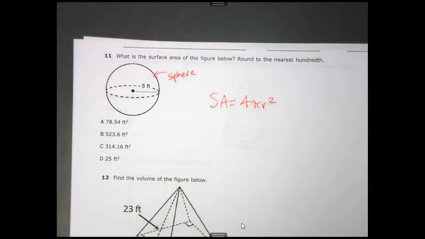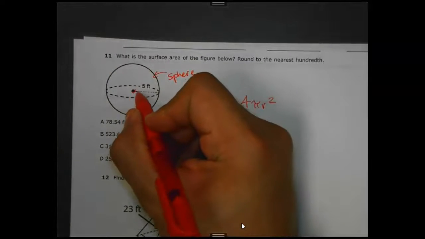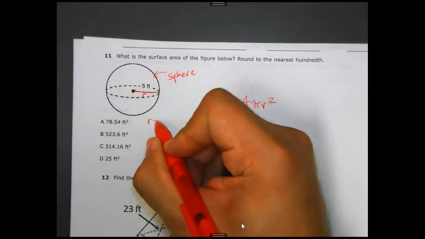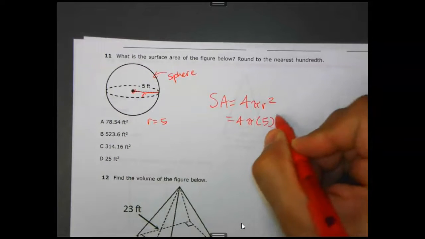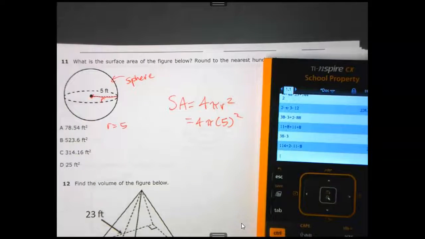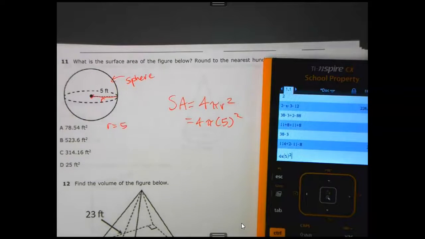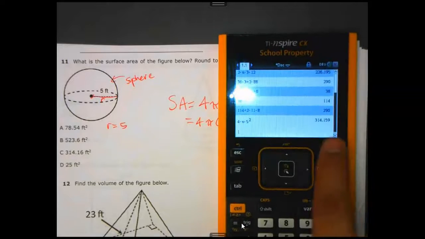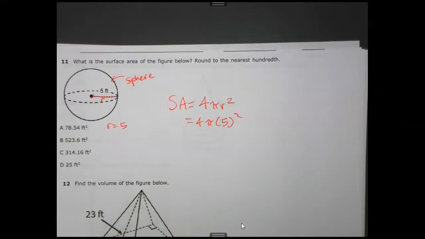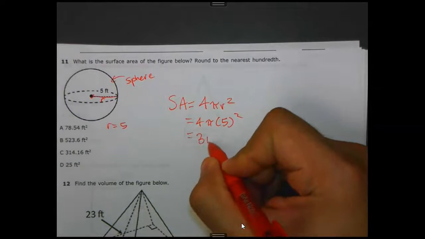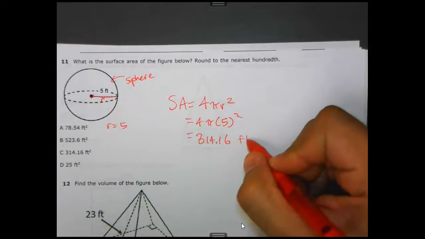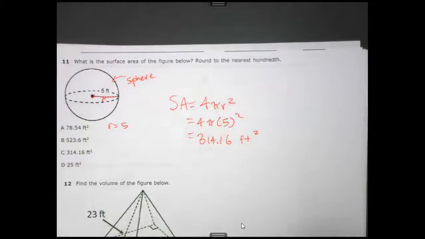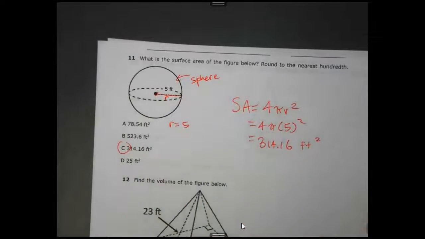Cool. Now, if you look at it from the center to the edge, we already have it. R is 5. So we're just going to plug in 4 pi 5 squared. Okay, no big deal. 4 pi 5 squared, and we get 314.159, which is 314.16. And we're talking about feet, and surface area is squared. So that would give us letter C.